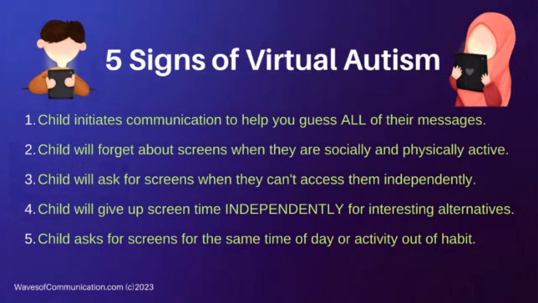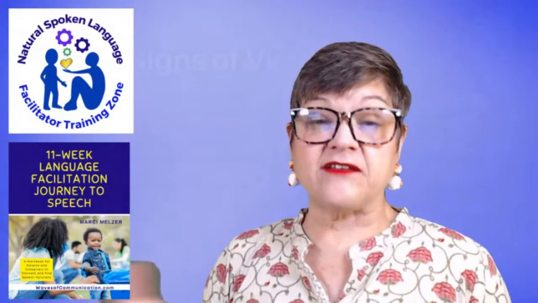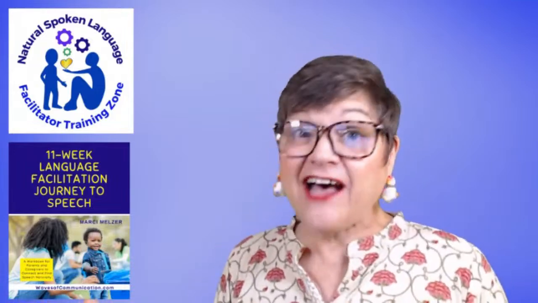And then here's the next one. The child will give up screen time independently for interesting alternatives. So it's not like they never like something else. It's similar to that other one. If you're baking their favorite cake, or going to their favorite place, or their favorite new friend is coming over, auntie, uncle, their teacher, their therapist, somebody else, even if it's not you, somebody else is able to get that child to have a great time with zero screens involved. And that child chooses to go and spend time with that person or activity.